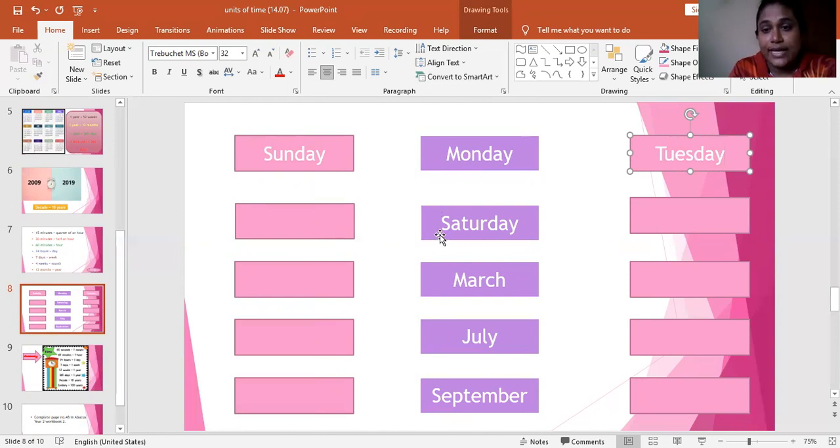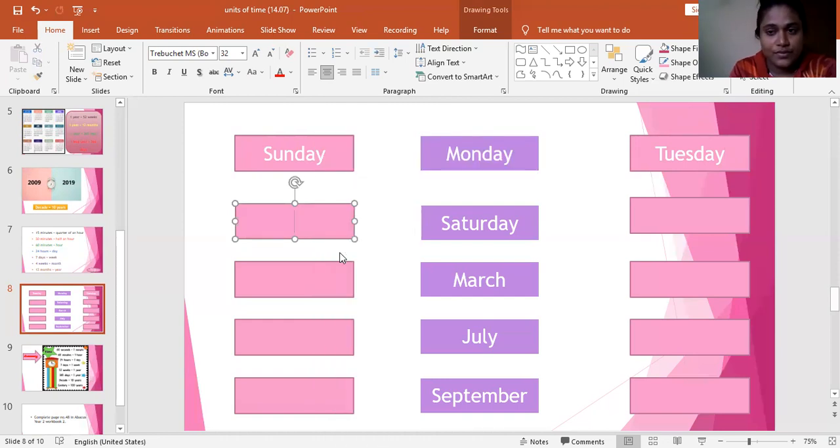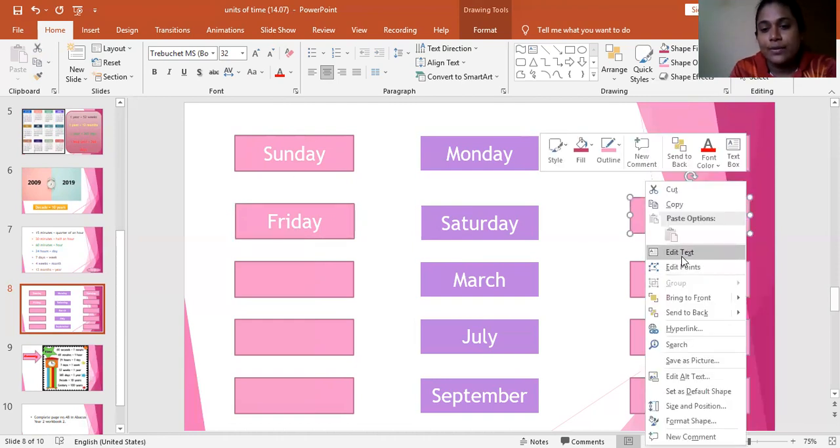Next, the day is Saturday. Before Saturday, what is the day? Which comes before Saturday? It is Friday. And after Saturday, Sunday, Monday, Tuesday, Wednesday, Thursday, Friday, Saturday, and again Sunday will come.